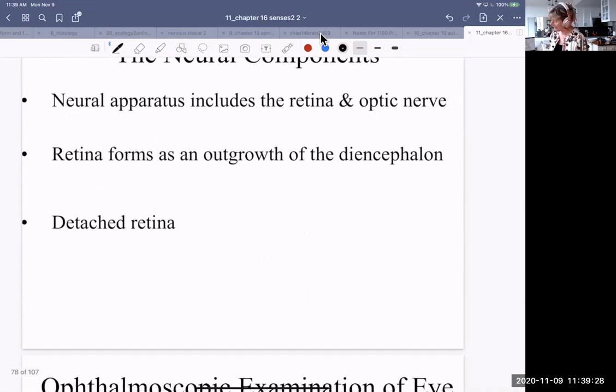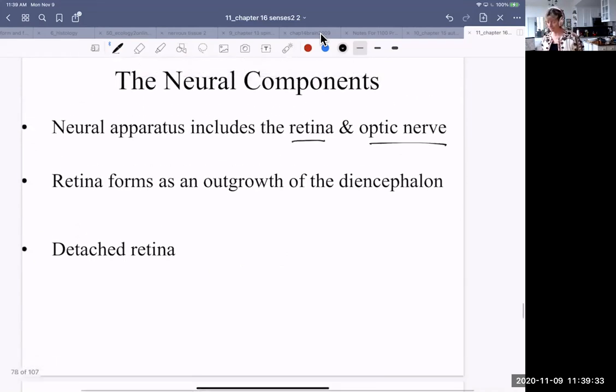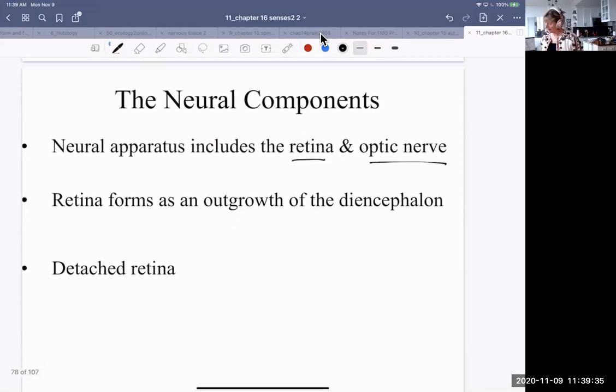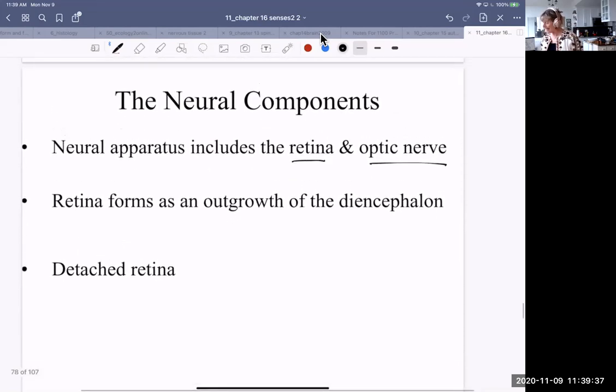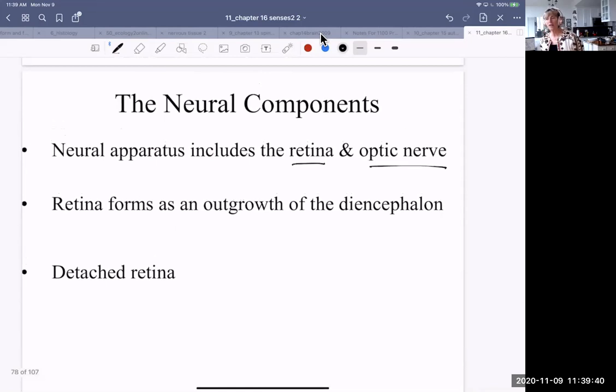Neural components. That includes the retina and the optic nerve. The retina forms as an outgrowth of the diencephalon. So the retina is the only part of the brain that you can actually see. If you've taken a picture of somebody and their eyes are red, they get red eye in the picture, you're seeing the retina essentially. And yeah, it started off as part of the brain, part of the diencephalon.